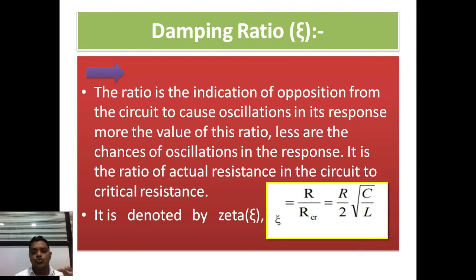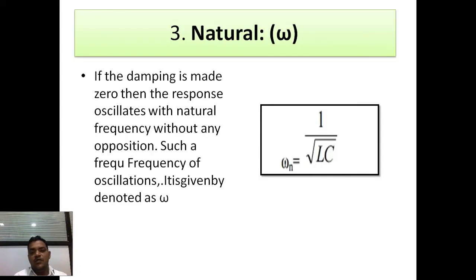Basically, the damping ratio represents the opposition of the circuit, which causes the oscillation in the response. The higher the value of this ratio, the less chance of oscillation in the resonance circuit. Then there is the natural frequency. For the natural frequency, we know that if the damping is made 0, then the response oscillates with the natural frequency without any opposition. Such a frequency is called the frequency of oscillation.